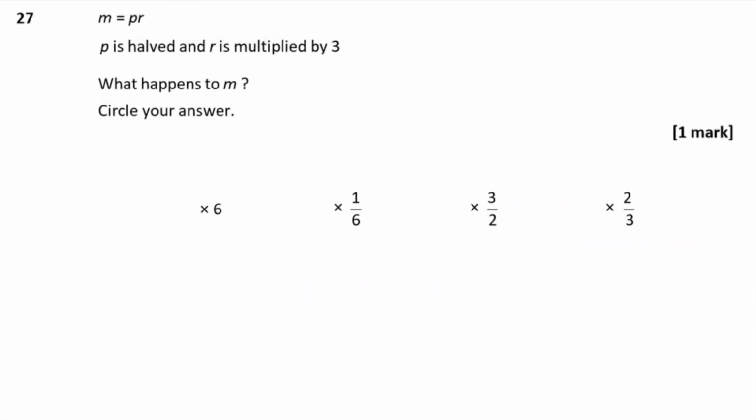Question 27. M equals PR. P is halved and R is multiplied by 3. What happens to M? Okay, so if we take our value in P and halve it, then M is going to be halved. So we're going to be dividing by 2. And if we multiply R by 3, then M is also going to be multiplied up by 3. So we're going to end up with that then, aren't we? 3 over 2. It's going to be that one there.